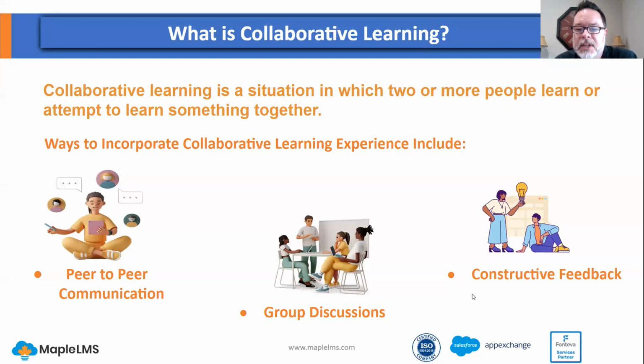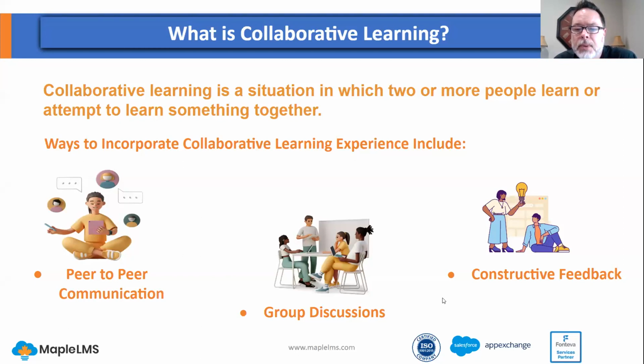So first of all, I just want to talk about what is collaborative learning. Collaborative learning is a situation in which 2 or more people learn or attempt to learn something together. It is really based on the idea of social learning. Thereby, people can learn from observing the behaviors of others, and it promotes learning through discussion, group work, and also social interaction. This approach recognizes that learning styles will vary amongst individuals, and some will learn best when they work together and exchange ideas amongst themselves.